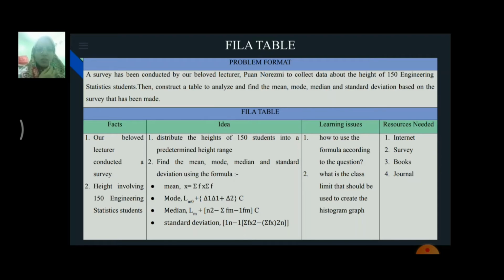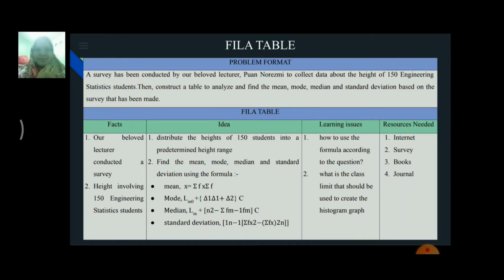Learning issues we obtain from this problem statement is how to use a formula according to the questions and what is the class limit that should be used to create a histogram graph. The resources that we use are internet, survey, book, and journal.